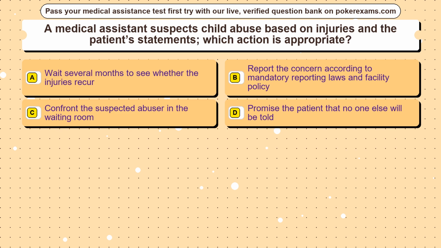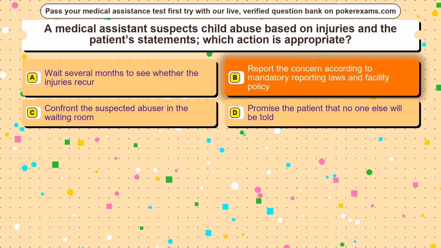Question 50. A medical assistant suspects child abuse based on injuries and the patient's statements. Which action is appropriate? Option A. Wait several months to see whether the injuries recur. Option B. Report the concern according to mandatory reporting laws and facility policy. Option C. Confront the suspected abuser in the waiting room. Option D. Promise the patient that no one else will be told.